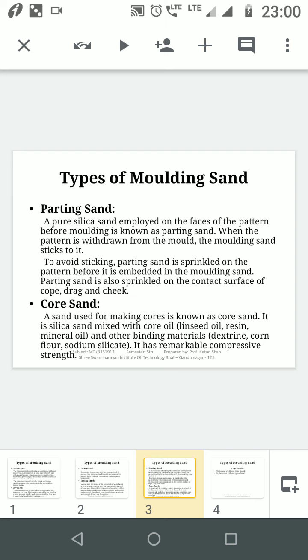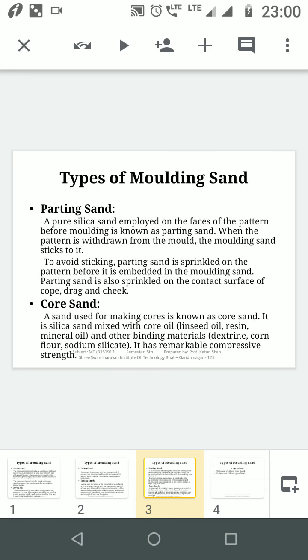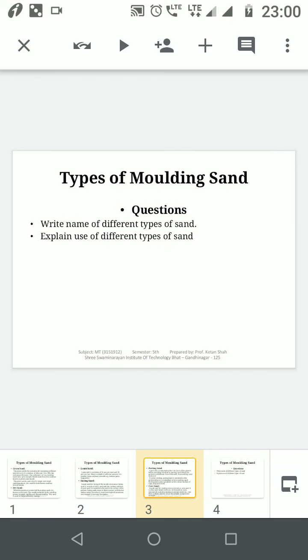To avoid sticking, parting sand is sprinkled on the pattern before it is embedded in the molding sand. Parting sand is also sprinkled on the contact surface of the cope, drag and cheek. Core sand. A sand used for making a core is known as core sand. It is a silica sand mixed with core oil. It has remarkable compressive strength.